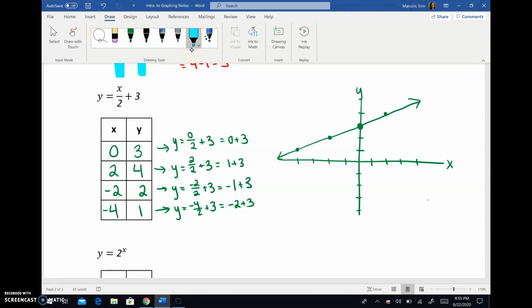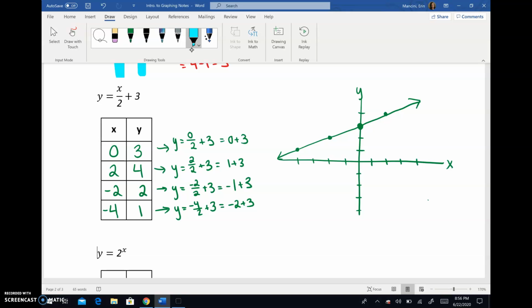Okay, so I picked 0 because 0 is easy to divide by 2. 0 divided by 2 is 0, and then you add 3 to it, so 0 should go with 3. Then you'll notice I only picked even numbers, and that's because you have to take x and divide it by 2, and only even numbers can be divided by 2 without getting a fraction. So that's why I picked 2, and then I also picked -2 and -4.